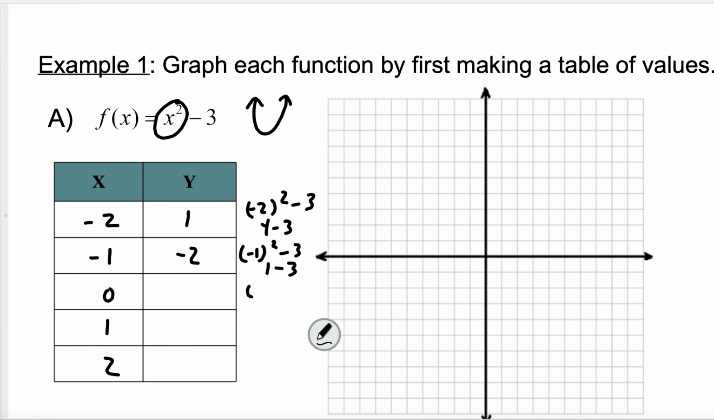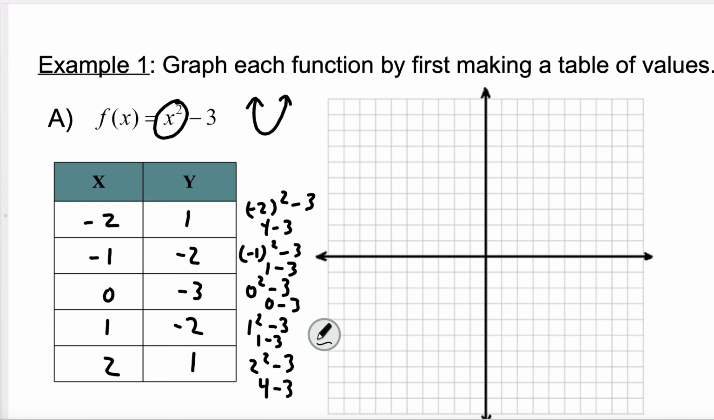Now let's try 0. So 0 squared minus 3. 0 squared there is 0. Minus 3 is -3. Now let's plug in 1. So 1 squared minus 3. 1 squared is 1. Minus 3 is -2. And then lastly, let's take 2 squared minus 3. 2 squared is 4, because 2 times 2 is 4. And then minus 3 is 1.